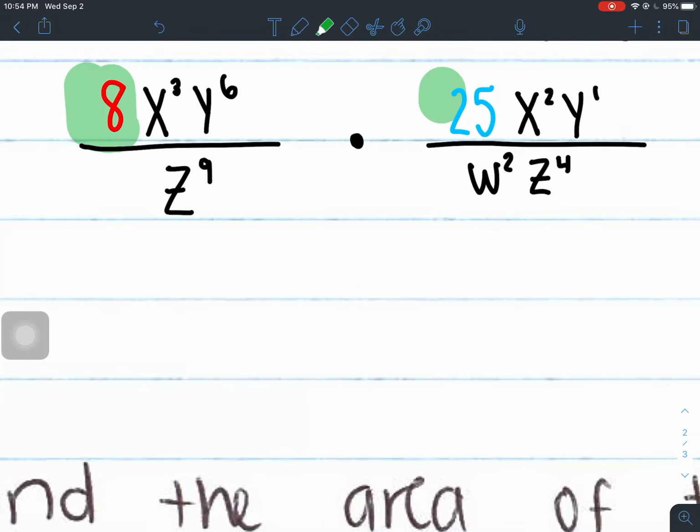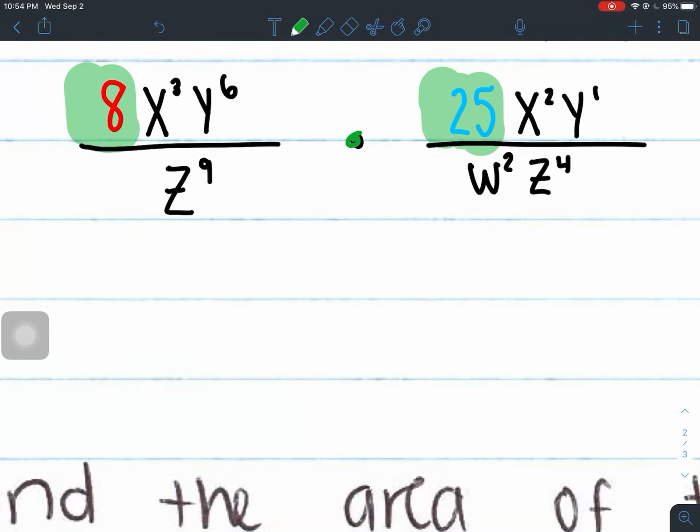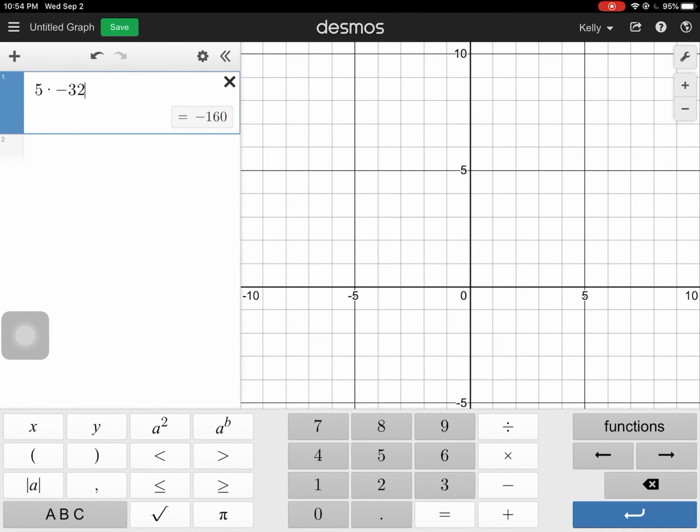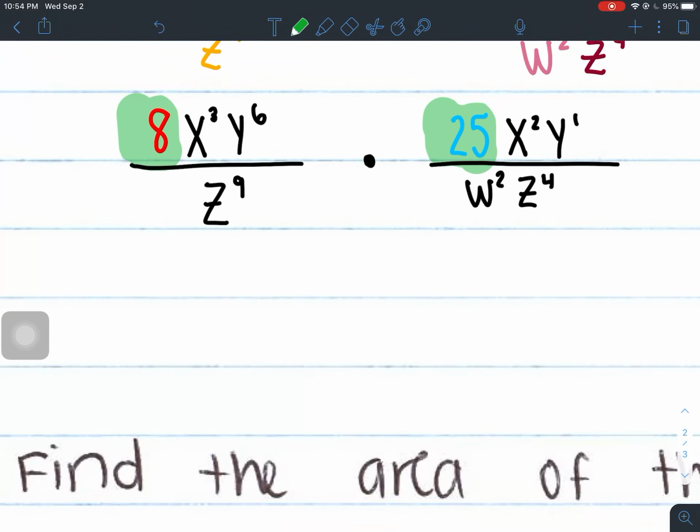So 8 is a like base with 25. I can multiply those together. So 8 times 25, you're multiplying because of this multiplication sign. So we have 8 times 25. That's going to give us 200. That's a big number, 200. Okay? So I'm multiplying across, so I have 200 so far. Okay? Now, do I have any other like bases in the numerator? Yes, because remember we're multiplying across. So we're not even looking down here yet. You're just looking up here.